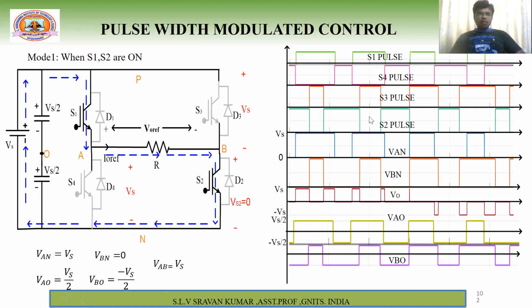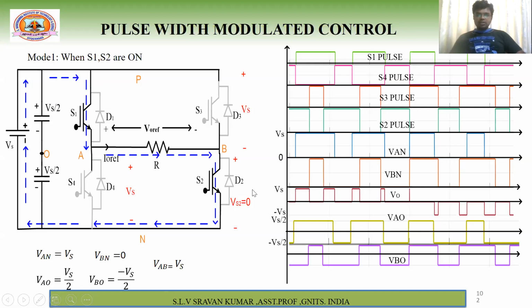Now we'll look into this, when S1 and S2 are on. So see this. This is S1, this is S2. This is S1 period, and this is S2 period. Okay. So when S1 and S2 are on here, what is VAN? First of all, VAN is equal to Vs. When S1 and S2 are on, VAN magnitude is Vs. Understand what I am saying? This magnitude is Vs.